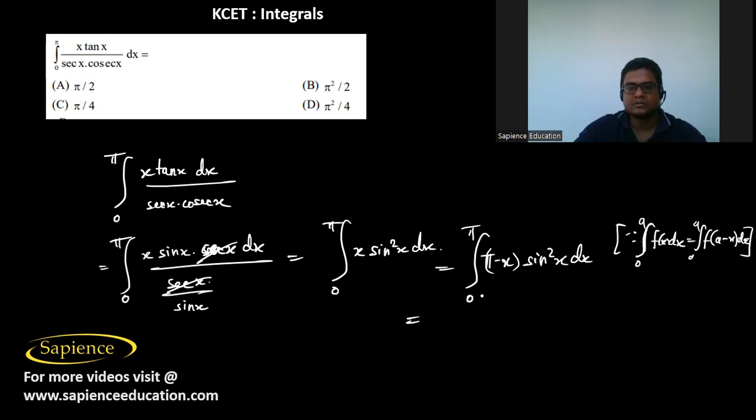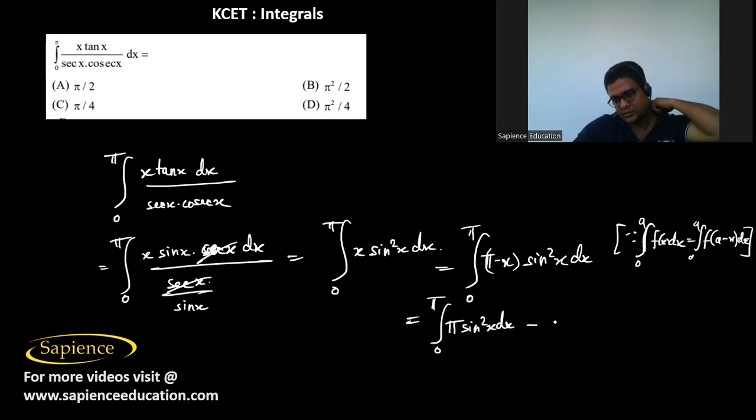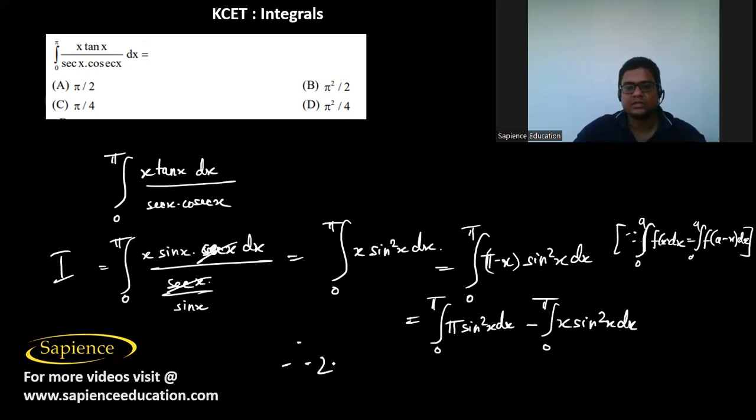So this is nothing but I can write 0 to pi into sin square x dx minus integral 0 to pi x sin square x dx. So if you take this as I, this will also be I. Therefore 2I, I can write as integral 0 to pi sin square x dx. So this I can write pi, 0 to pi.